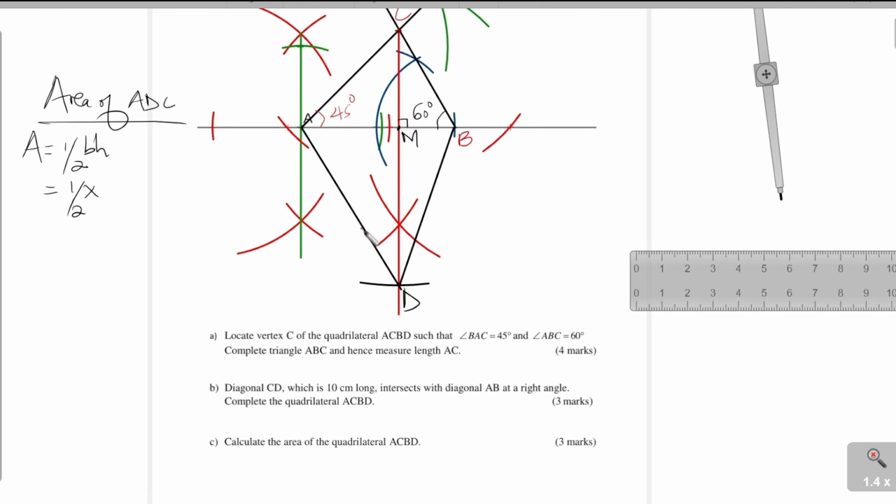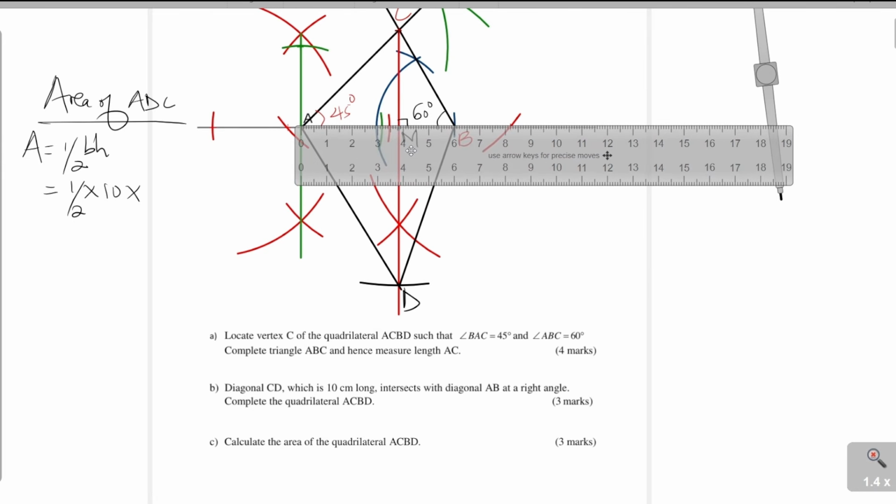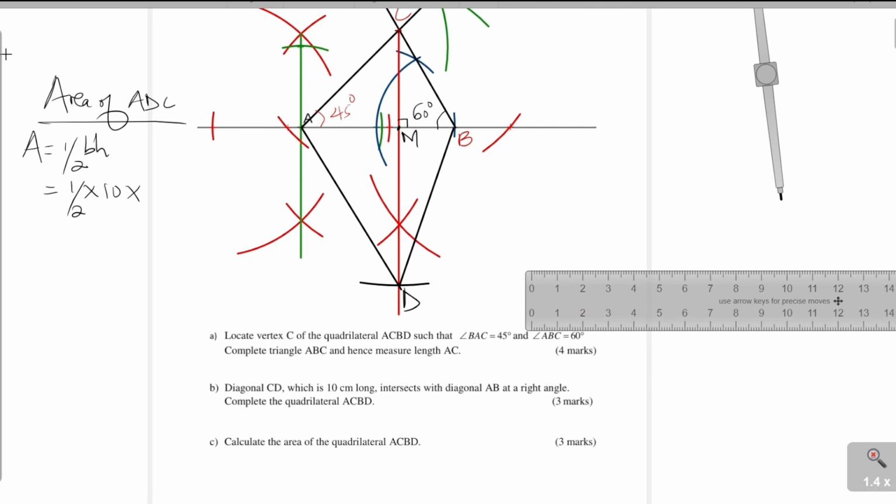So half times the base, which is 10, times the height. The height will be AM. So we need to get that measurement. So let me take that measurement. That one is 3.8. If that one is 3.8 and AB is 6, then the other one will be 2.2. So you have 3.8 and 2.2, that will be 6. That is how you're supposed to do it.